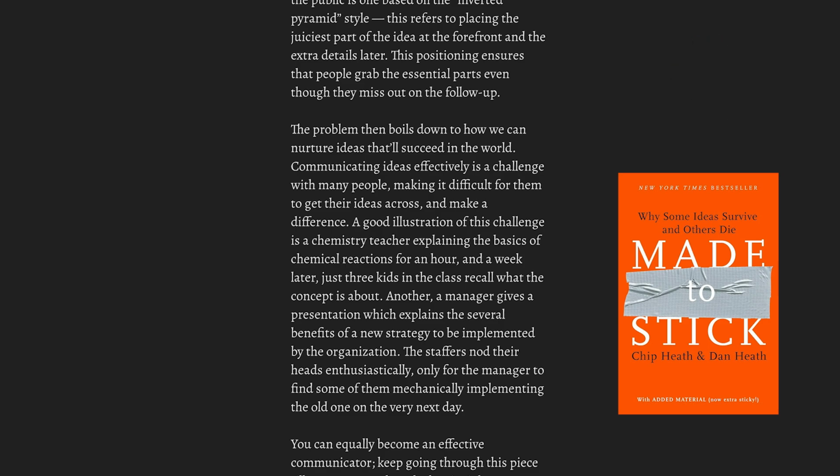You can equally become an effective communicator. Keep going through this piece till you've mopped up the last insight.